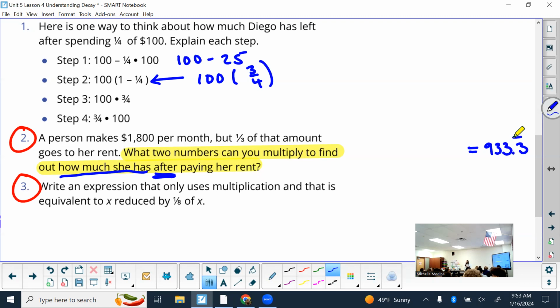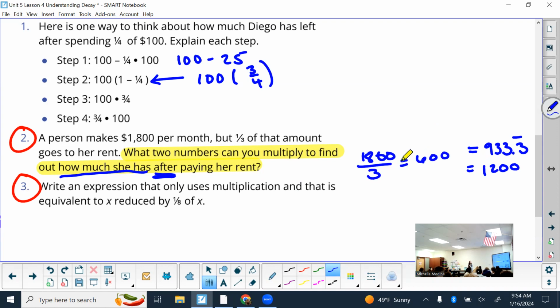Did anyone get a different number for how much she has after paying her rent? Damien? 1,200. Okay. So we'll come back to table 4. But Damien, can you tell me how you figured out that it's $1,200 she has left? How did you know the answer is 1,200? I divided 1,800 by 3 and I just had 600. I was like, oh, 600, 800, 200.